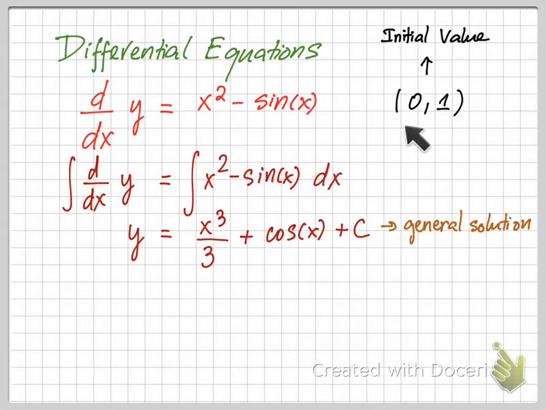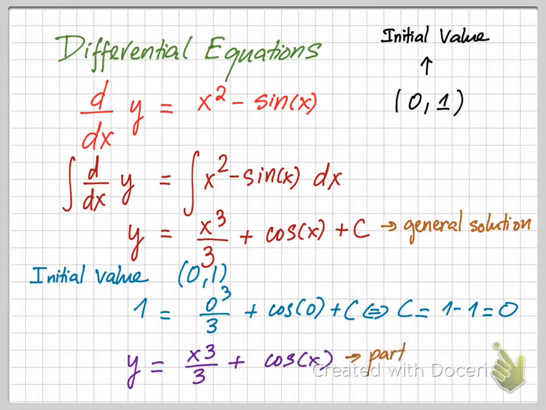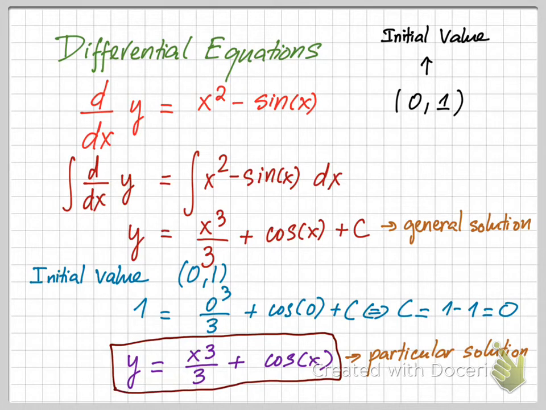you can plug the initial values into this function to find the value of c. The initial value is (0, 1). That means when x equals 0, y equals 1, and then you can solve for c. In this case, c is 0. Thus, the particular solution for this differential equation is y equals x cubed over 3 plus cosine of x, with the initial values of (0, 1).